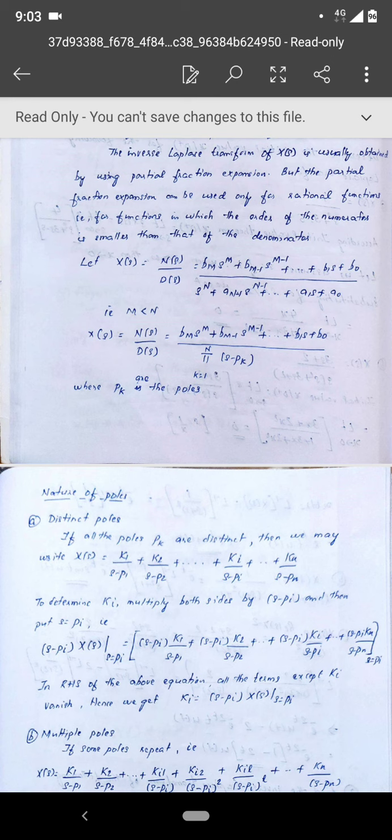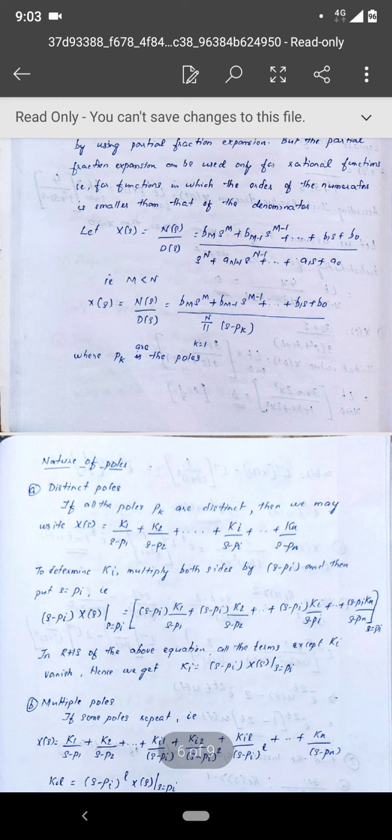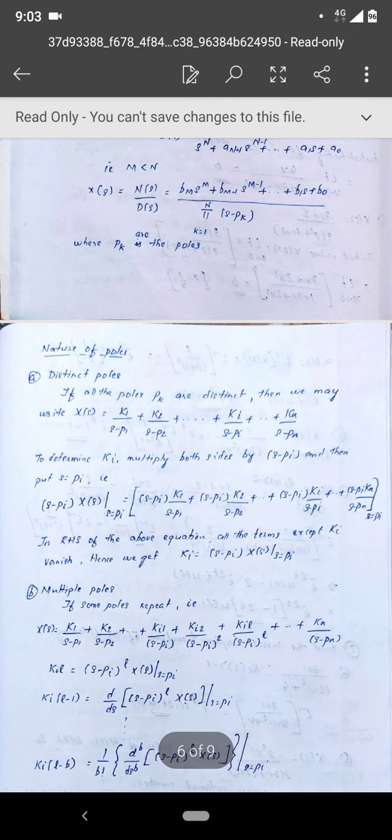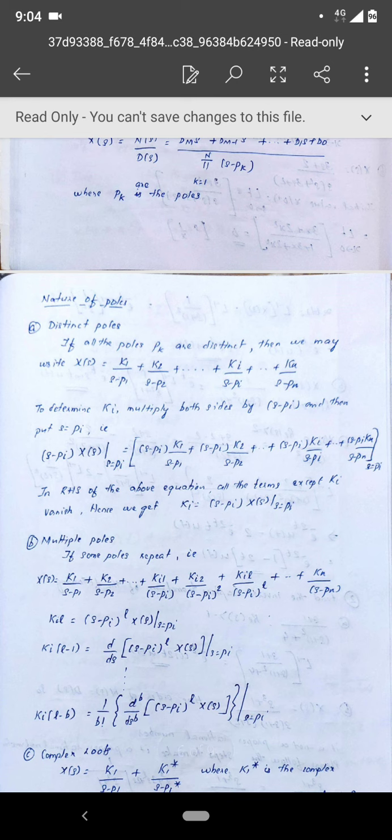You can write this in a compact way, that is the continued product of s minus pk from k is equal to 1 to n. What is a continued product? s minus p1 into s minus p2 and so on. You can write that in short form, where pk are the poles. Totally how many pk's are there? n number of pk's, or n number of poles. Now these poles can have different natures. They can be distinct, where each pole is different, or the second is multiple poles, where some poles are repeated, and the third is that poles can even be complex.